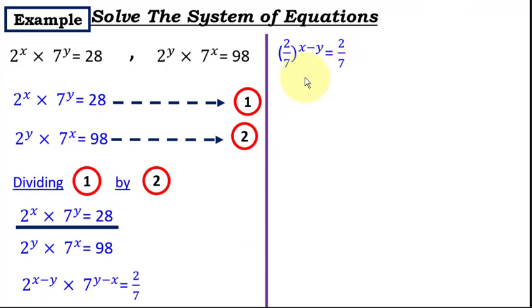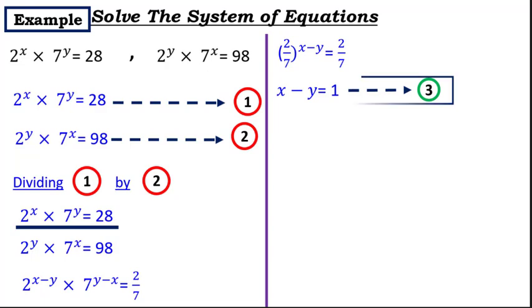Now we have the same base, then we can deduce that the two powers are the same. The power here is 1. We will get x minus y equals 1. We can name it equation 3.